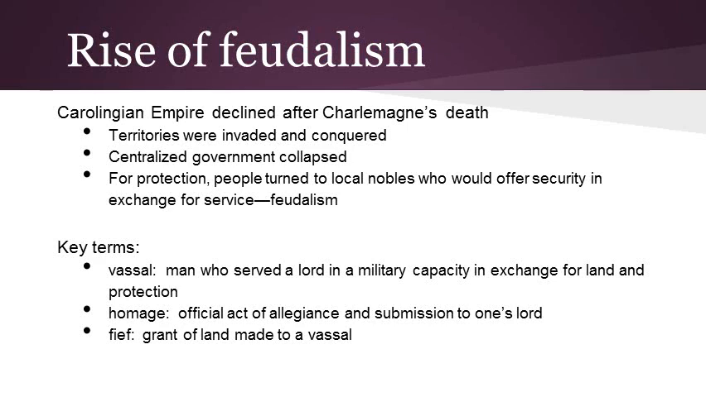Once Charlemagne died, his territories were divided, they were invaded, and eventually conquered. And that was the end of the Carolingians as a ruling family. For protection, people turned to local nobles or landowners who could offer them security in exchange for service. And this is the beginning of the system we know as feudalism. Some key terms in feudalism are vassal, which is a man who serves a lord in a military capacity in exchange for land and protection.